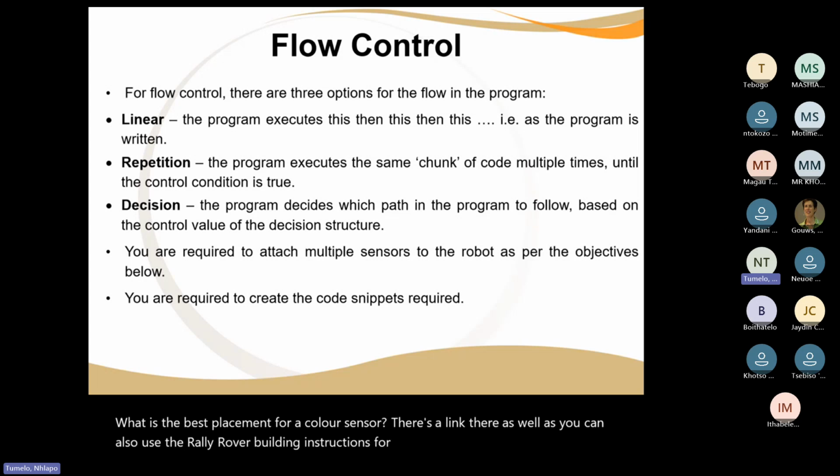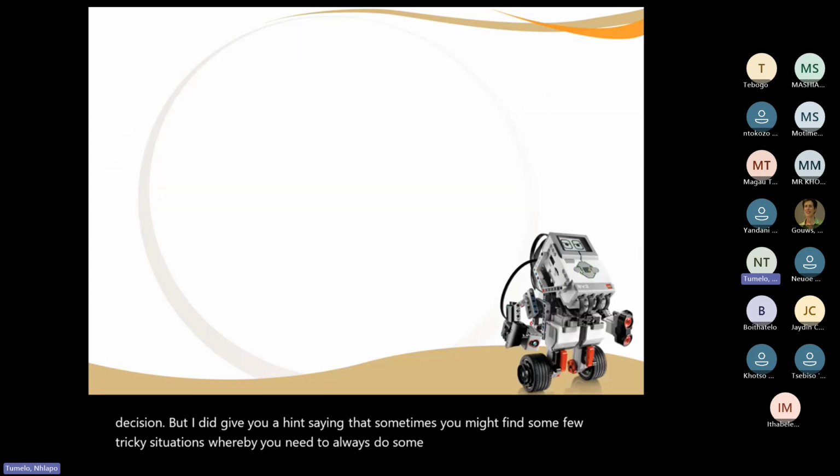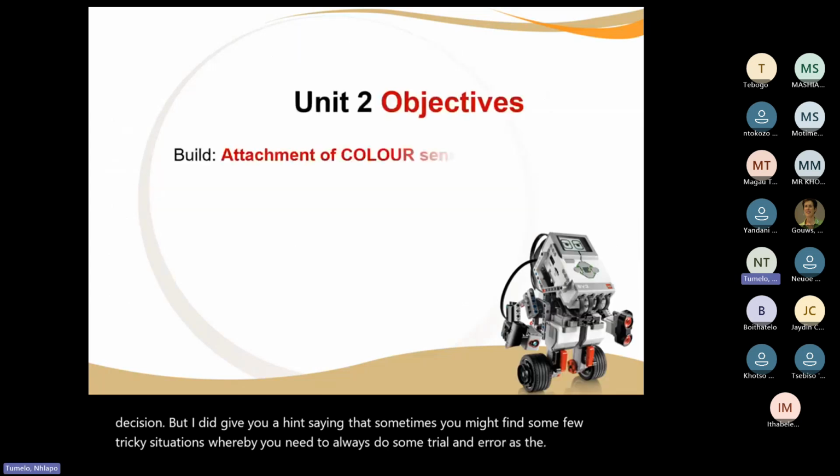Remember yesterday I did talk about the flow control, saying that you need to look at the linear repetition and decision. But I did give you a hint saying that sometimes you might find some few tricky situations whereby you need to always do some trial and error as the programming progresses.